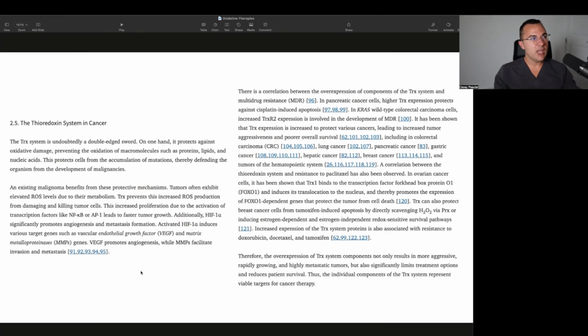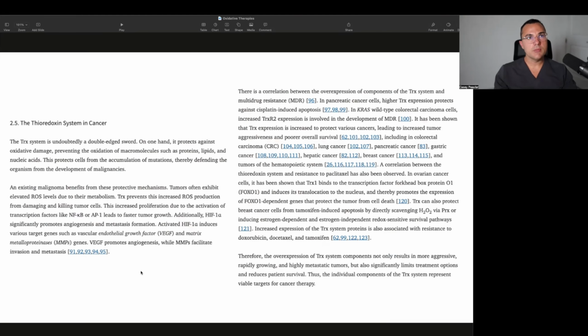An existing malignoma or an existing cancer benefits from these protective mechanisms. Tumors often exhibit elevated ROS due to their metabolism. This TRX prevents this increased ROS production from damaging and killing tumor cells. Increased proliferation due to the activation of transcription factors such as NF-kappa B or AP1 leads to faster tumor growth. Additionally, hypoxia-inducible factor 1 alpha significantly promotes angiogenesis and metastases formation. Activated HIF1 alpha induces various target genes such as vascular endothelial growth factor, VEGF, and matrix metalloproteinases, MMPs. VEGF promotes angiogenesis, while MMPs facilitate invasion and metastasis.